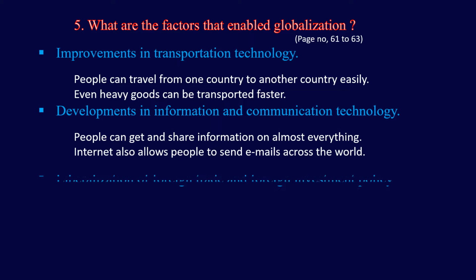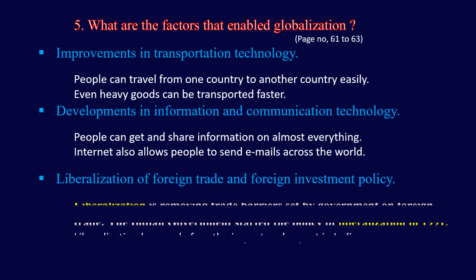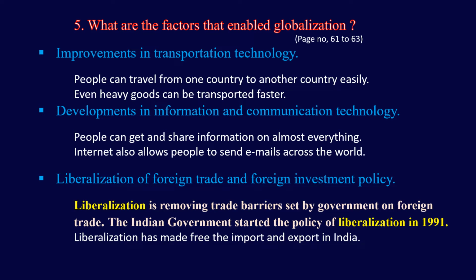And the third important factor is liberalization of foreign trade and foreign investment policy. Liberalization is removing trade barriers set by government on foreign trade. For example, reducing tax imposed on foreign trade. The Indian government started the policy of liberalization in 1991. Liberalization has made free the import and export in India. Now foreign companies can invest in Indian companies. Even foreign companies can set up their offices in India.